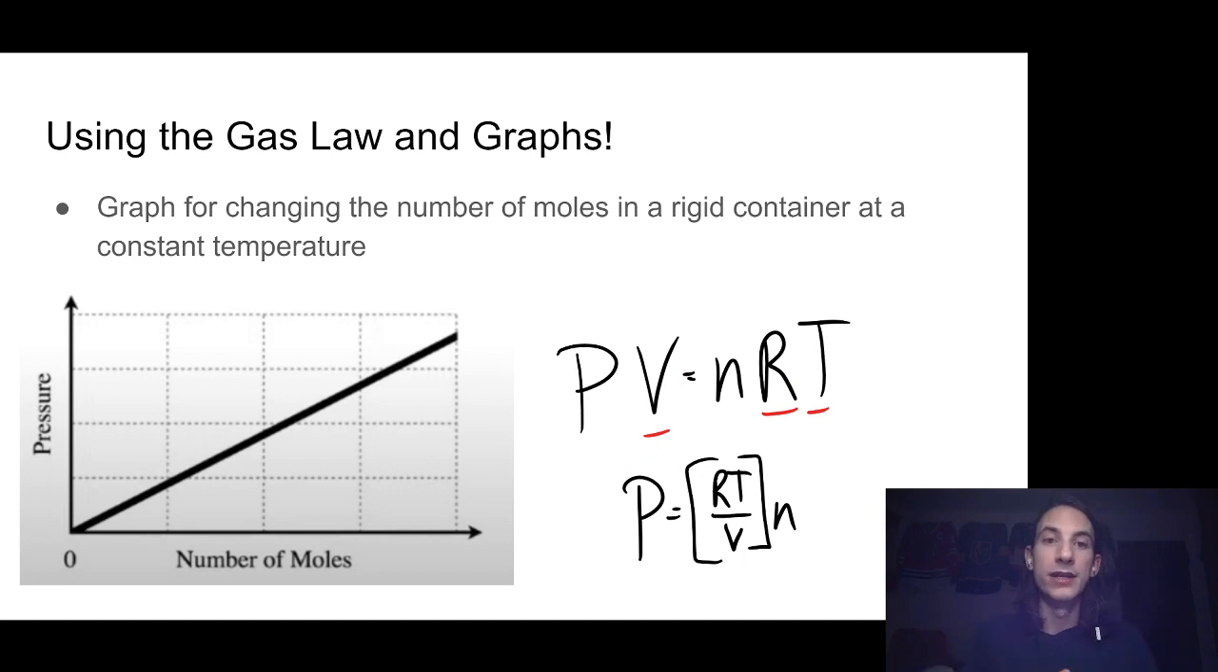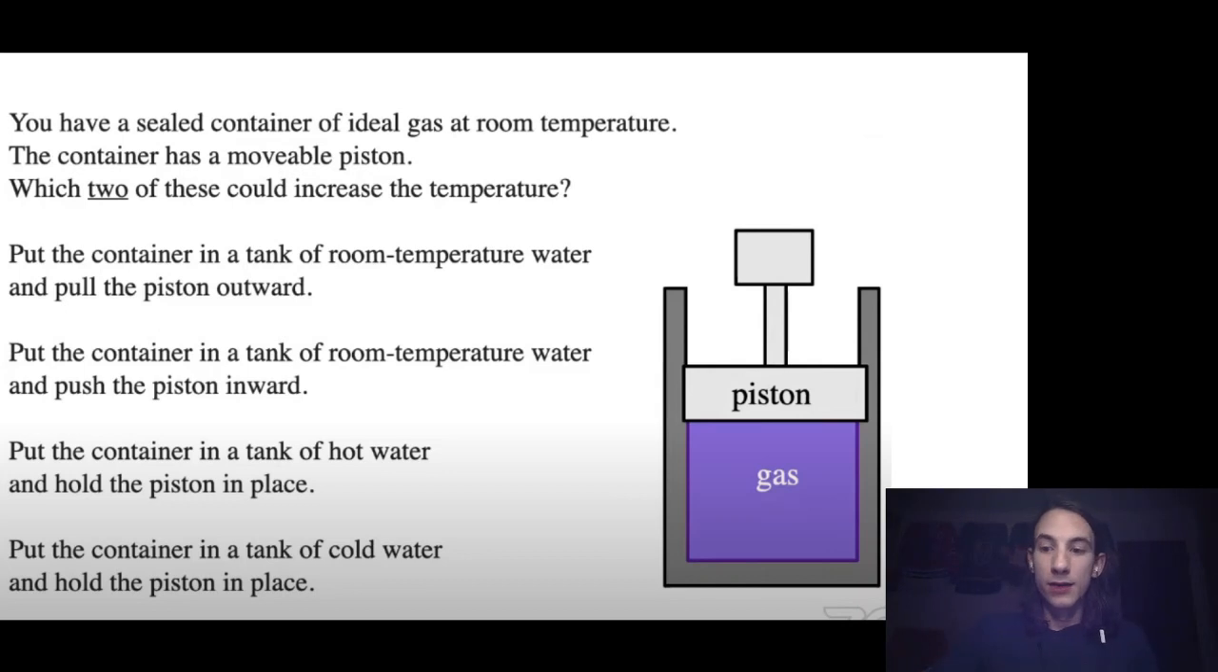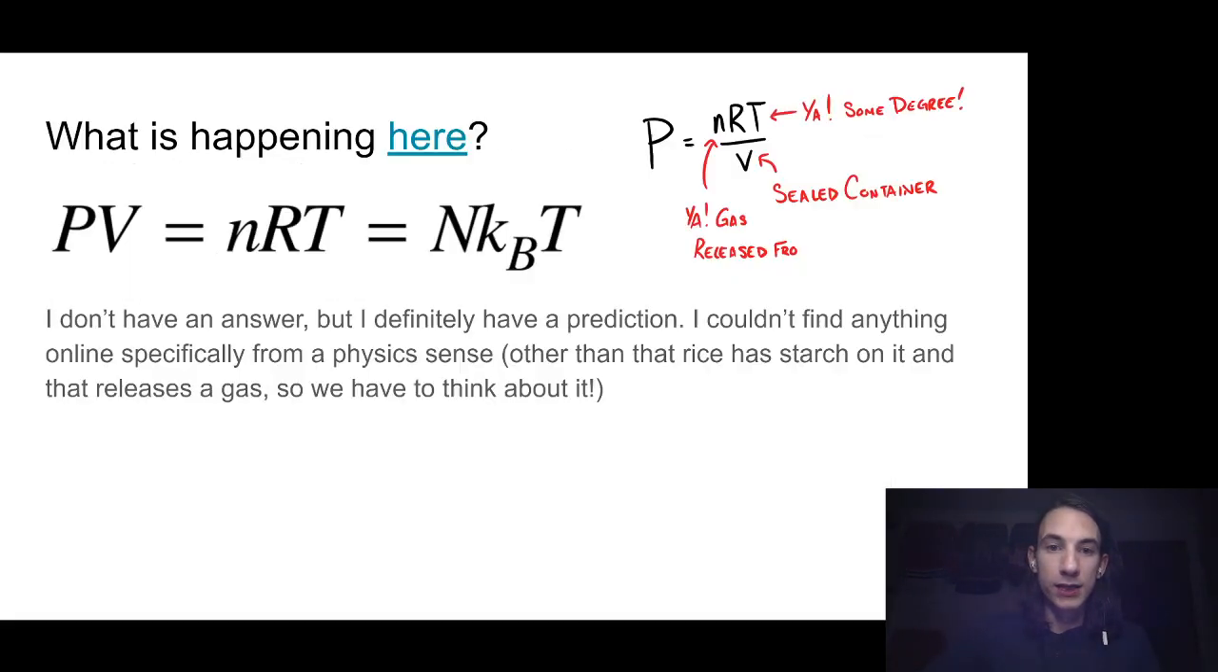And then with the last one, if we wanted to graph the changing number of moles in a rigid container at a constant temperature, we're saying, hey, if we put more moles in there, then there will be more collisions. We'll have more pressure, and then we can have this P is directly related to N by manipulating our equation. I'm skipping this, I didn't like it.